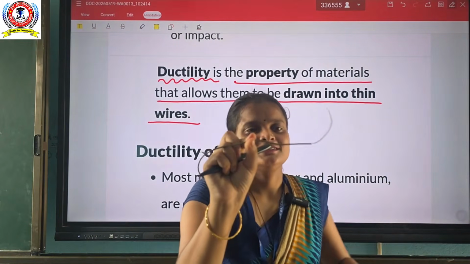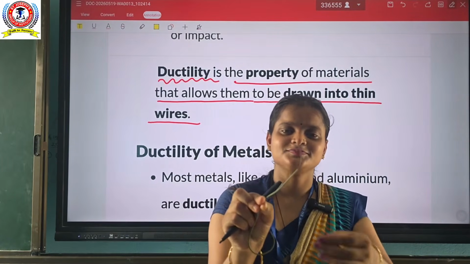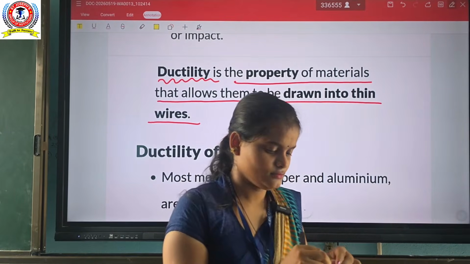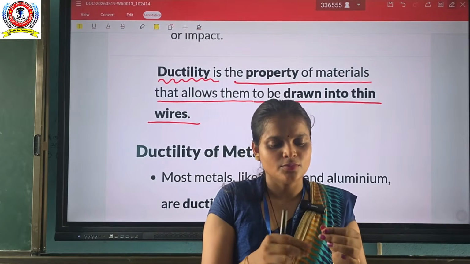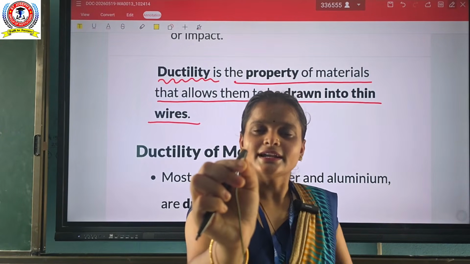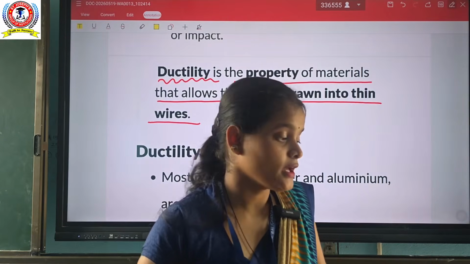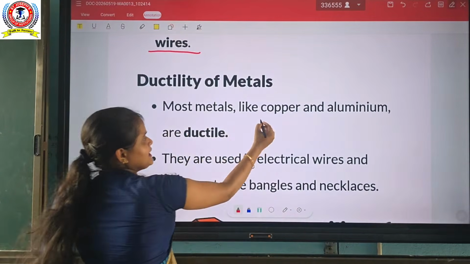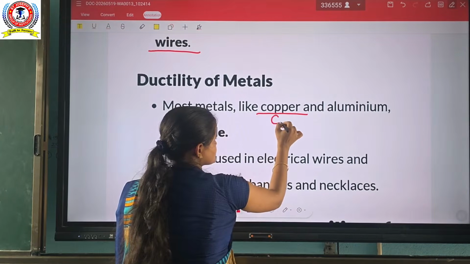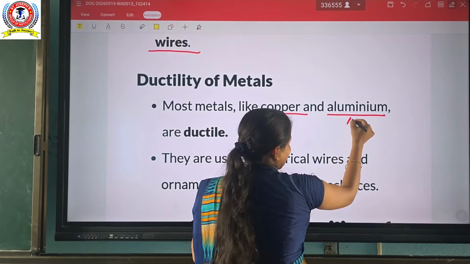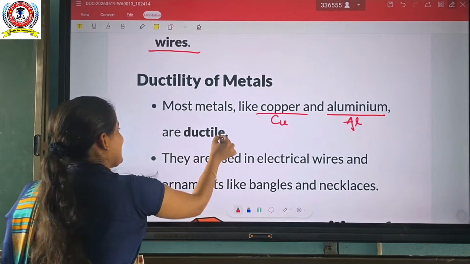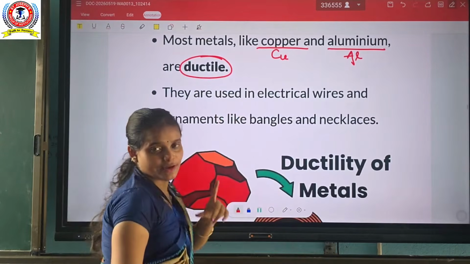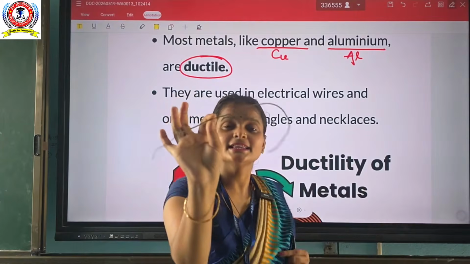What is this? Is this a wire or not? Very good. So these have ductility properties. This one is aluminium that can be drawn into a thin wire, like gold, aluminium, copper. Ductile metals mean most metals like copper, Cu, and aluminium have ductility in nature. So they are used in electric wire. I will show you, ductility is mostly seen in electrical wire.